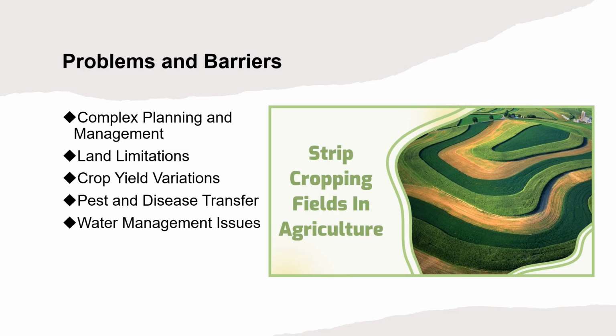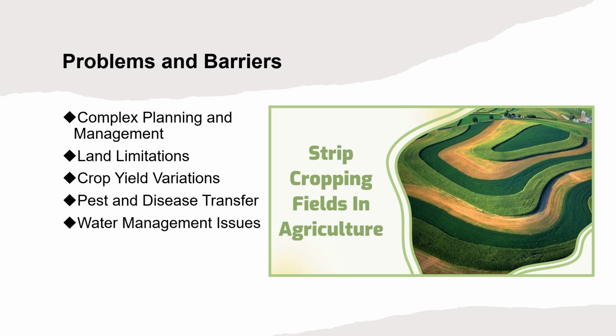Strip cropping, while beneficial in many ways, does come with its own set of challenges and barriers that can make its implementation difficult or less effective in certain situations. Complex planning and management. It requires careful planning to align with the natural contour of the land, which can be time-consuming and complex. Crop rotation within the strips must be managed carefully to maintain soil health and control pests and diseases.